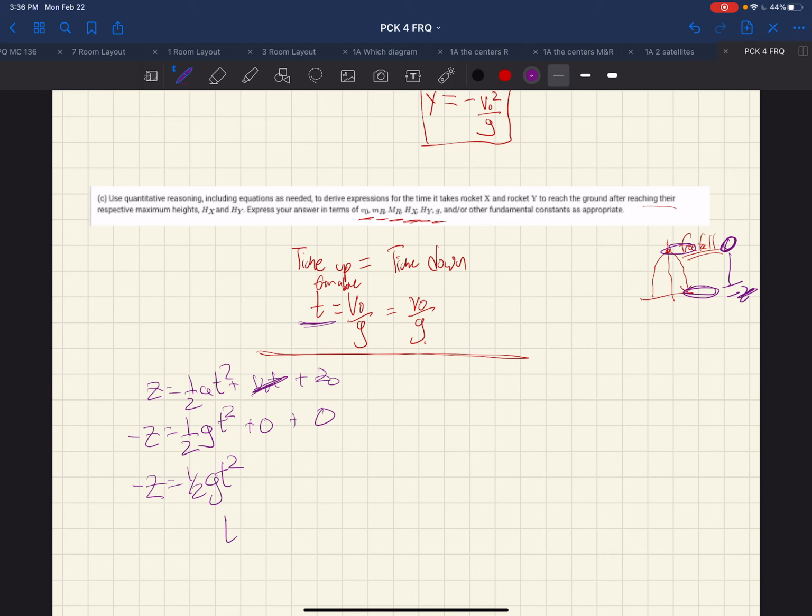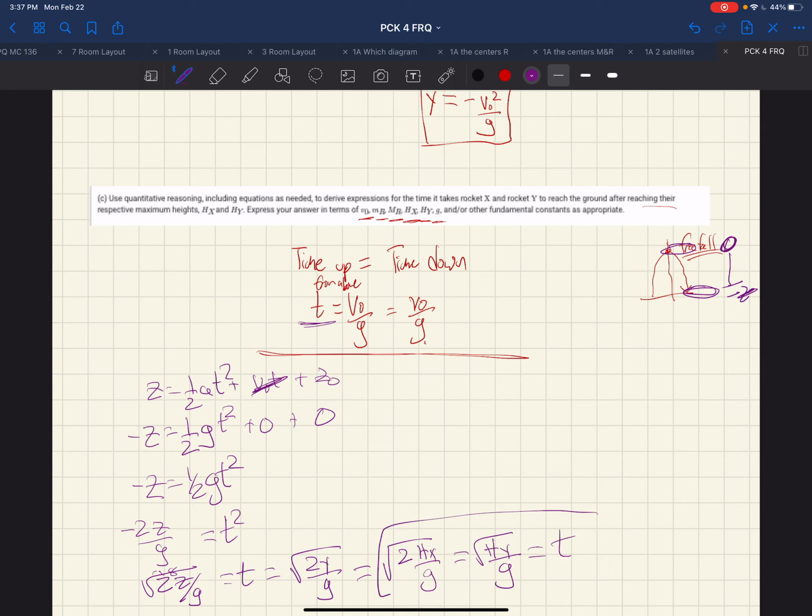And then solving for t, we get t squared is minus 2z over g, and g is minus 9.81, so we don't have to worry about dealing with imaginary numbers. The negatives cancel each other, and we're left with t is the square root of 2z over g, which is 2y over g, which is 2hx over g, and is equal to 2hy over g. And that is the expressions for the times. But this is perfectly satisfactory.